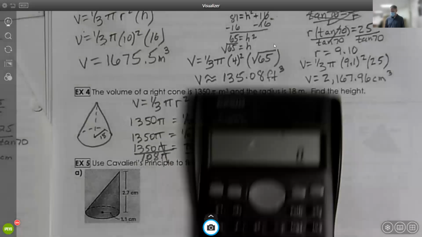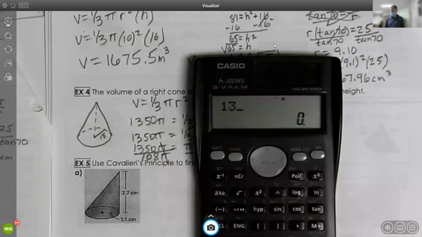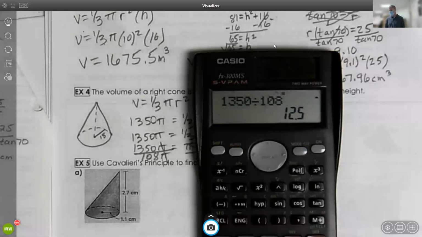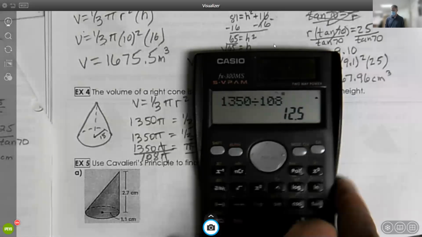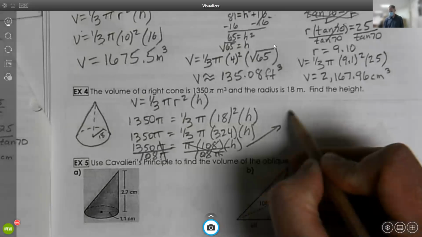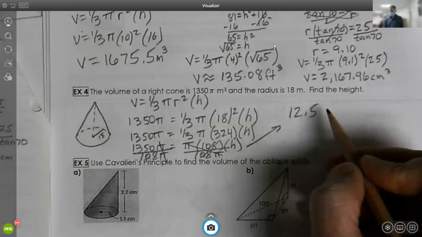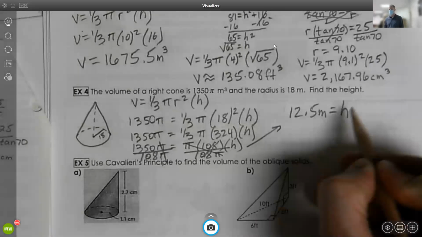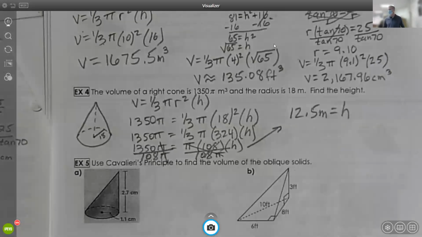So we have 1,350 divided by 108. That gives us 12.5. Relatively clean answer. So these are in meters. It's not meters cubed, because it's just a height, it's a length, it's a measurement of your cone.